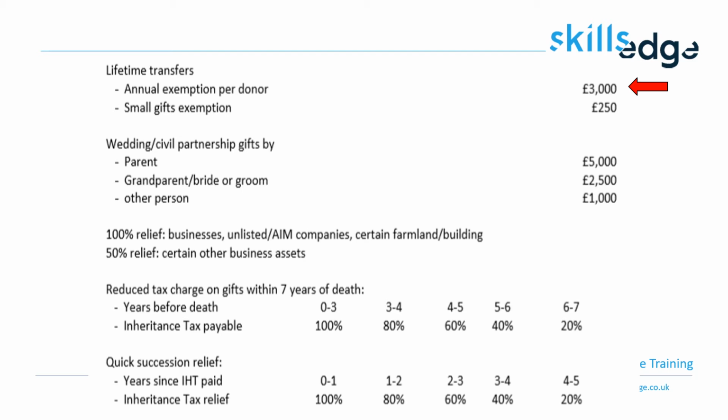And this means that you could gift £6,000, and if you were to die, this would not be liable to any inheritance tax, as it's covered under the annual exemption allowance.